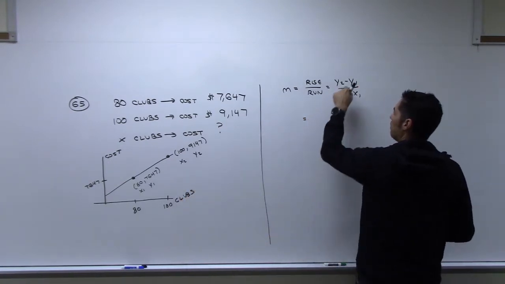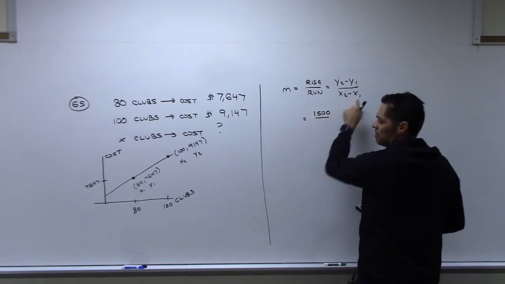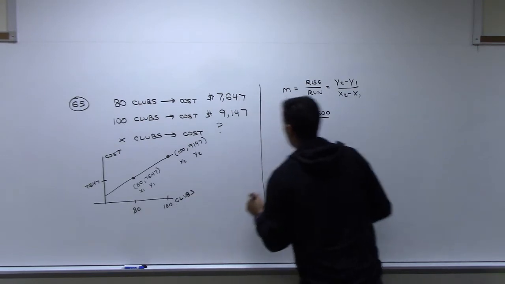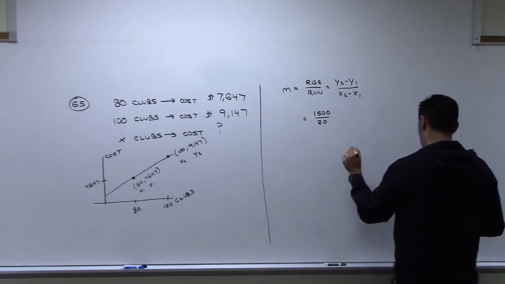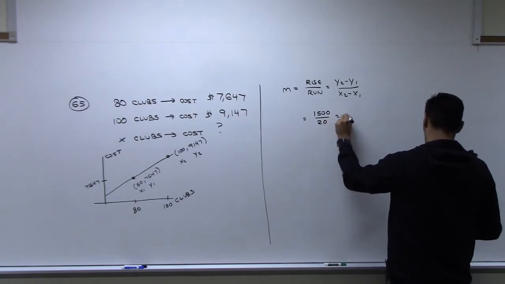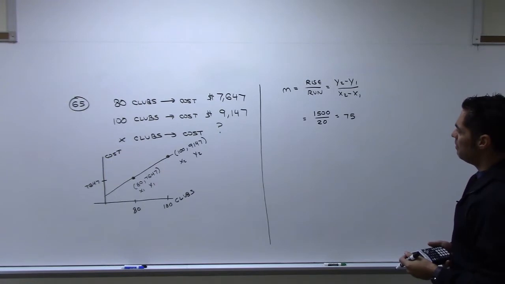So this is going to be 1,500 on top. And then x2 minus x1, so 100 minus 80, that's going to give us 20. And when we divide by 20, we get 75. So we know the slope of our line is 75.